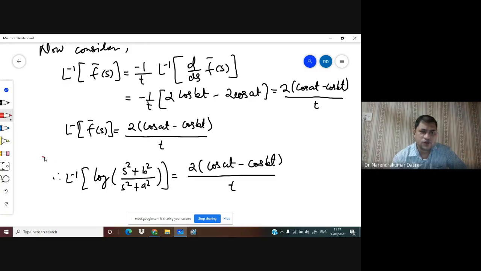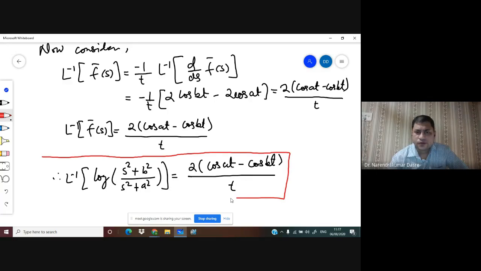So this is how we are able to get the inverse Laplace transform of the function using the property of derivative, use of derivative. So do you have any doubt in this example or any problem?